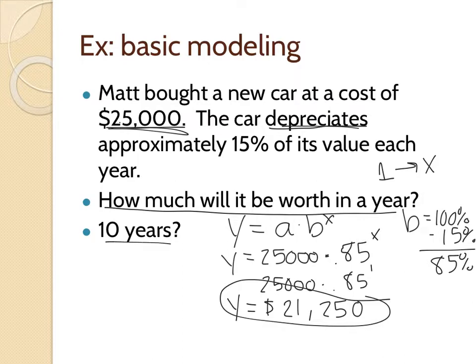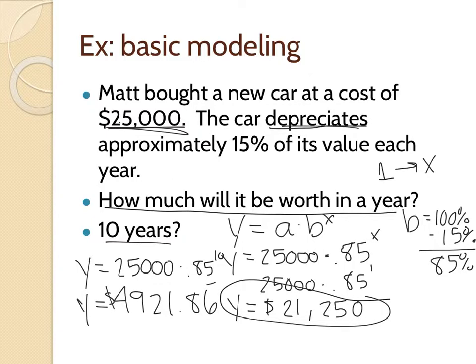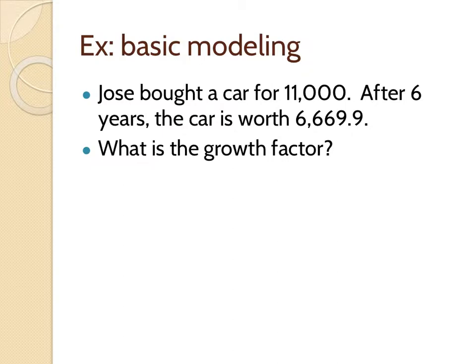Now if it asks about 10 years, notice that the only difference is now I'm going to sub in 10 instead of 1. So everything else is exactly the same, except I raise it to the 10th power. So if I do 25,000 times 0.85 to the 10th, I got this to be $4,921.86. Okay, so those would be my two answers. As always, if none of this makes sense, make sure that you call me over so that I can explain it further to you.